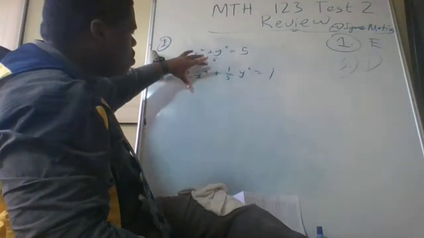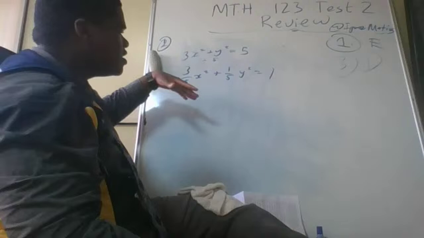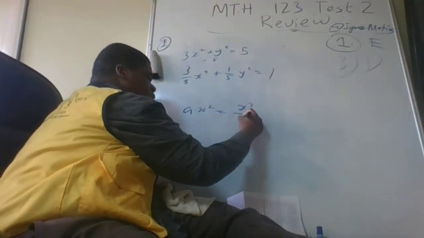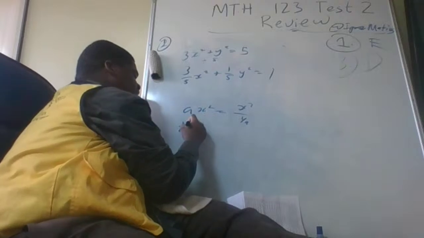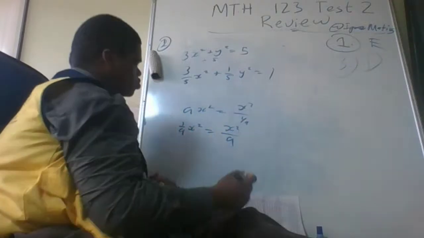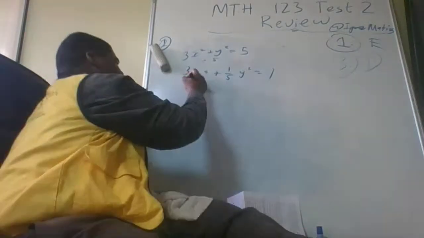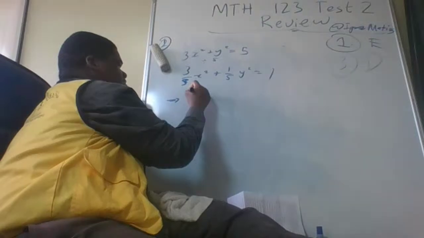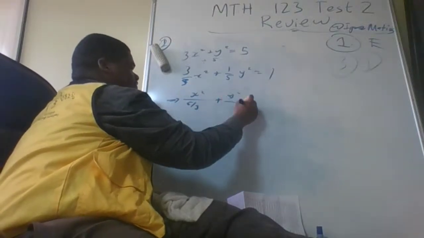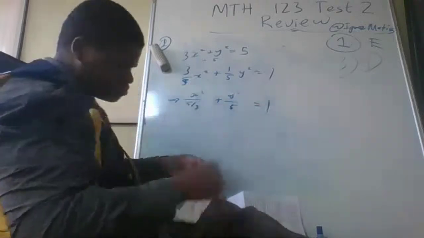The next thing, you need to turn all these fractions of x squared into divisions. If you have ax squared, this is the same thing as x squared divided by 1 over a. Or if you have 1 over a x squared, this is equal to x squared divided by a. So let's turn all this to divisions. Instead of 3 over 5 x squared, we're going to write x squared divided by 5 over 3 plus y squared divided by 5 is equal to 1.